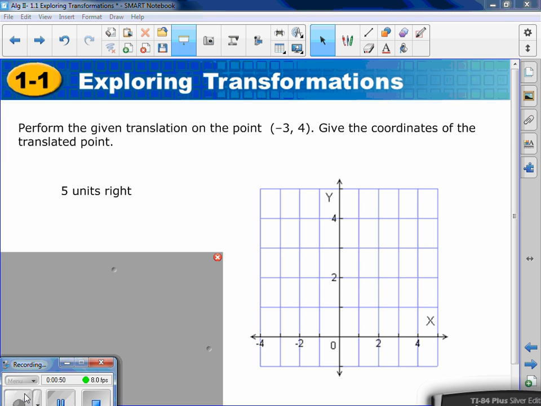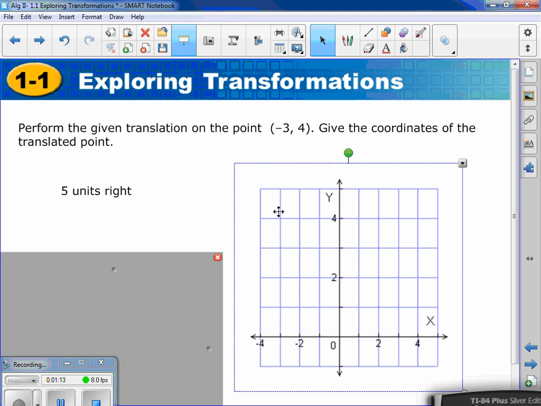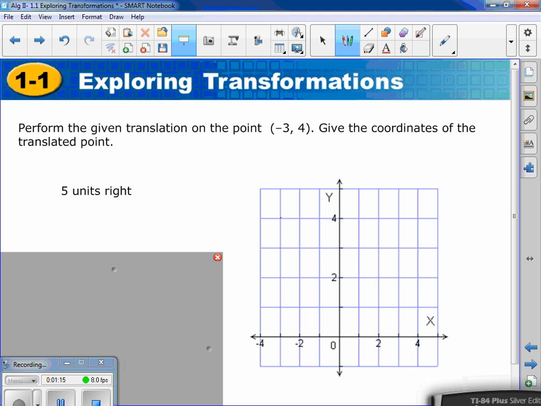For example, we're going to perform the given translation of the point -3, 4 and give the coordinates of the translated point. So if I just have a graph, how do I plot the point -3, 4? To the left 3, up 4. This right here is our given point. I'll just call it A.